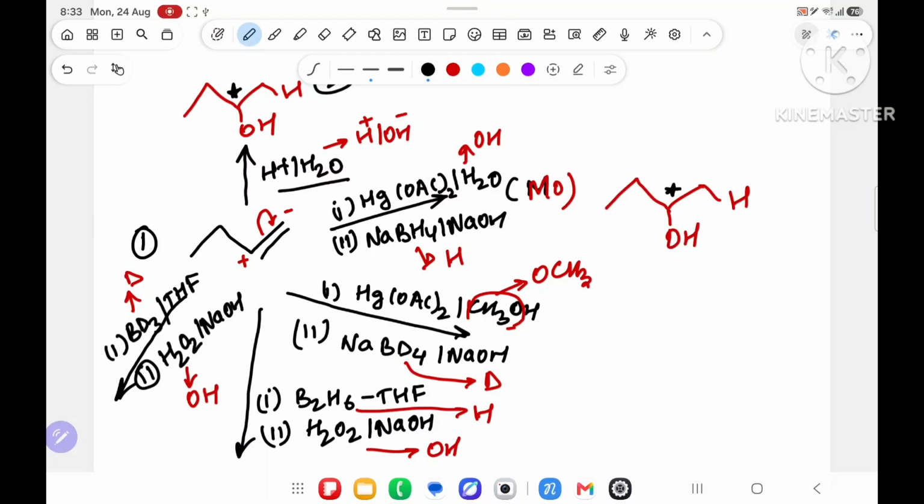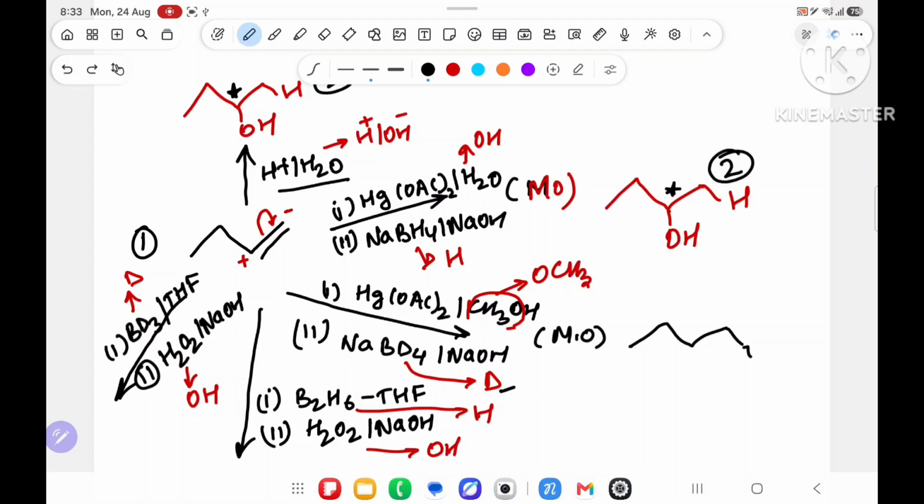Markovnikov's. Sir, same as the first one? Because no rearrangement possibility, so same is coming. It also has two answers: one is left side, one is right side, mirror image type. Achha, sir. Over here, it will also follow Markovnikov's rule. Markovnikov's rule means more hydrogen will get hydrogen.